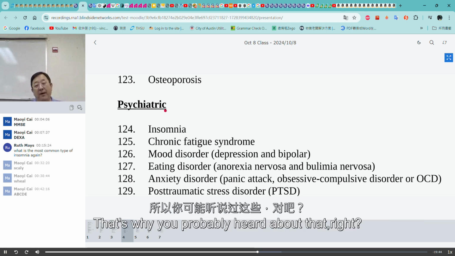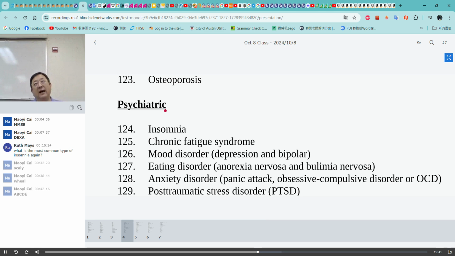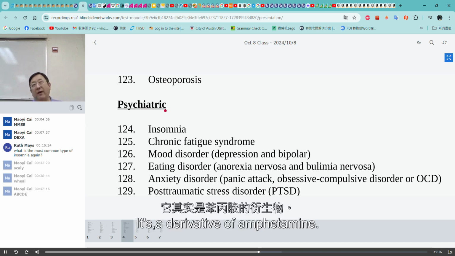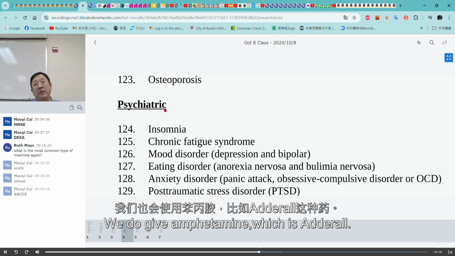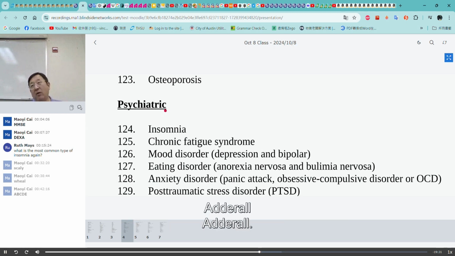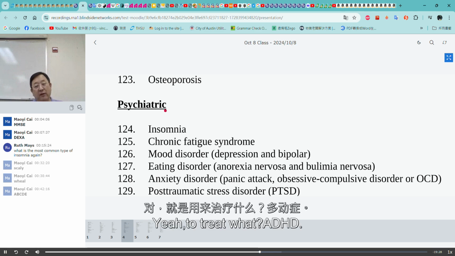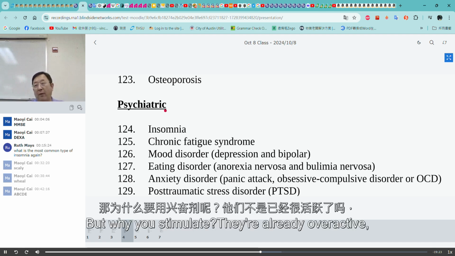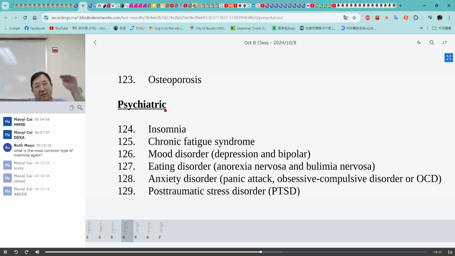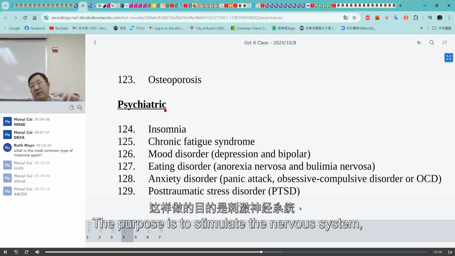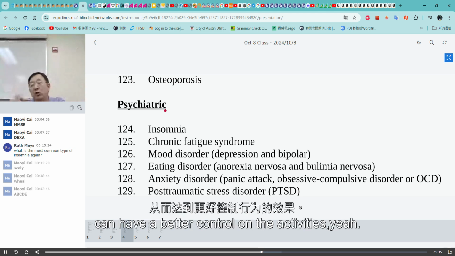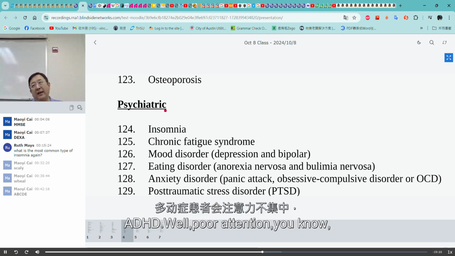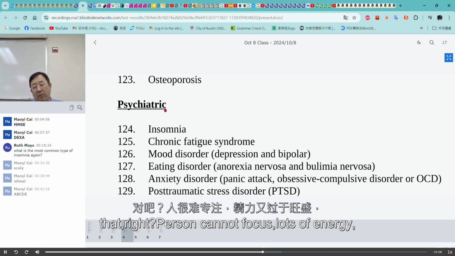That's why you probably heard about that, right? ADHD patients, sometimes we give them drugs. Ritalin is one of them. It's a derivative of amphetamine. We do give amphetamine, which is Adderall, to treat ADHD. Adderall is a central nervous system stimulant. But why stimulate? They're already overactive. The purpose is to stimulate the nervous system so they can have better control over the activities. So that's why we do that. ADHD, okay, and then poor attention.